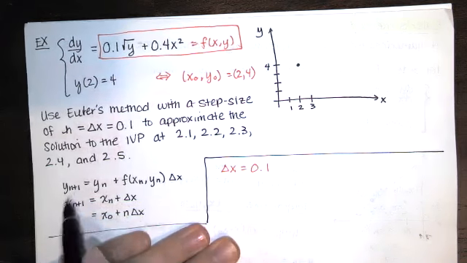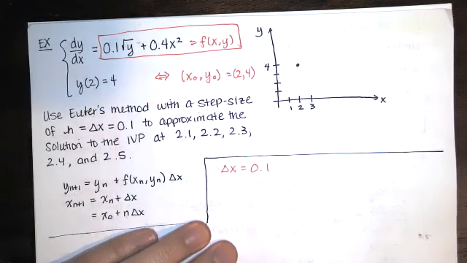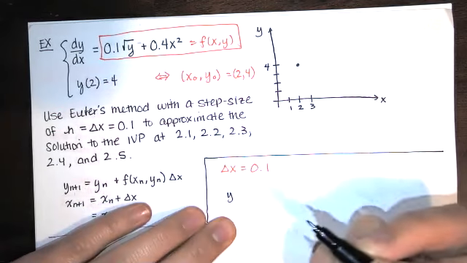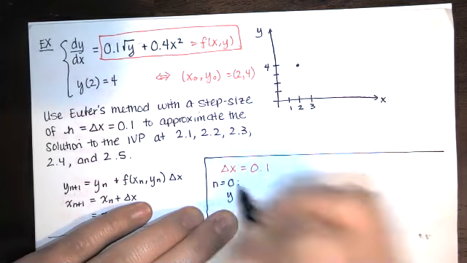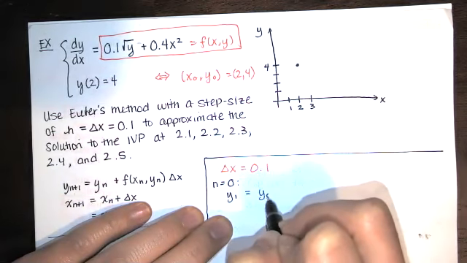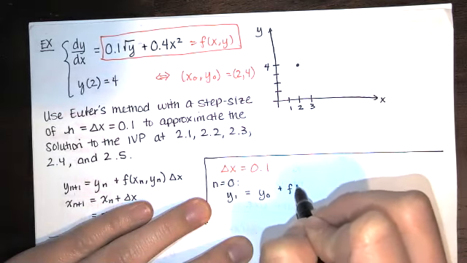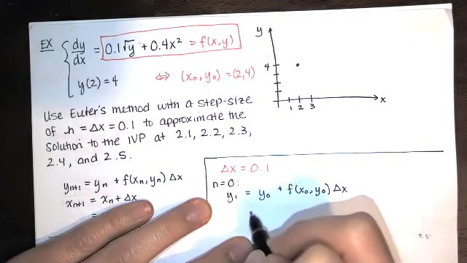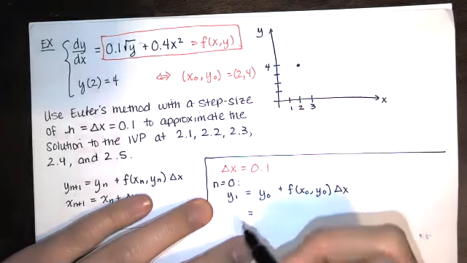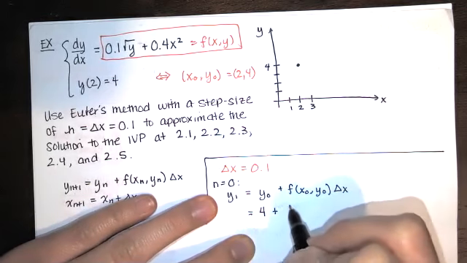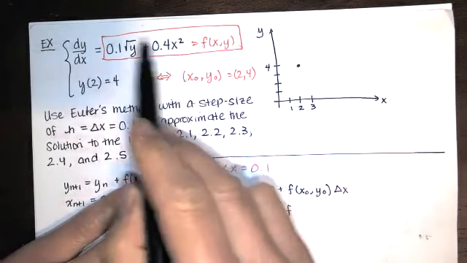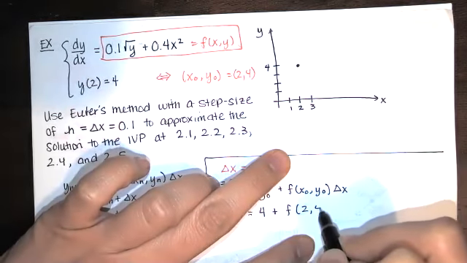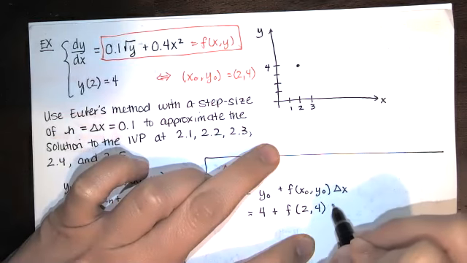Okay, so if I want to apply this formula here, when n equals 0, this is what we get. We have y sub 1 is equal to the original y value plus the slope at x naught, y naught, times delta x. Well, the original y value was 4. And then to find the slope, I'm going to evaluate this right-hand side of the differential equation at x equals 2, y equals 4. And then I'll multiply by my step size, delta x.